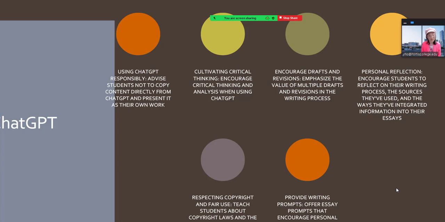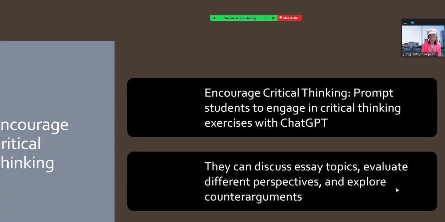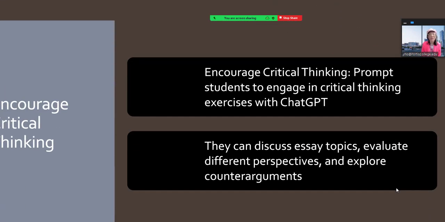Teach students about copyright laws and the concept of fair use. Providing writing prompts. Offer essay prompts that encourage personal insights, experiences, and reflections. So encourage critical thinking. Prompt students to engage in critical thinking exercises with ChatGPT. They can discuss essay topics, evaluate different perspectives, and explore counter arguments.